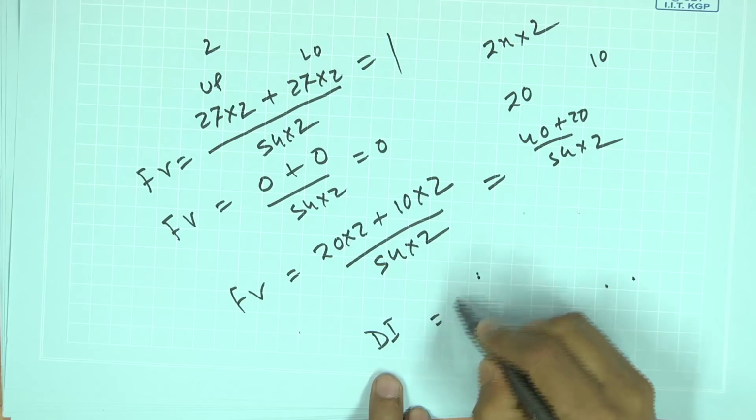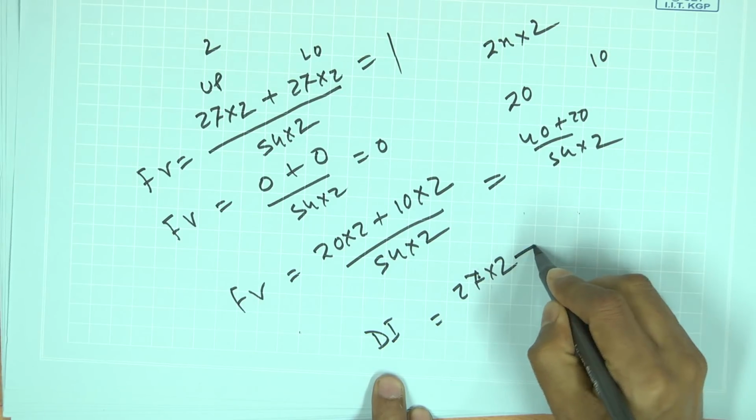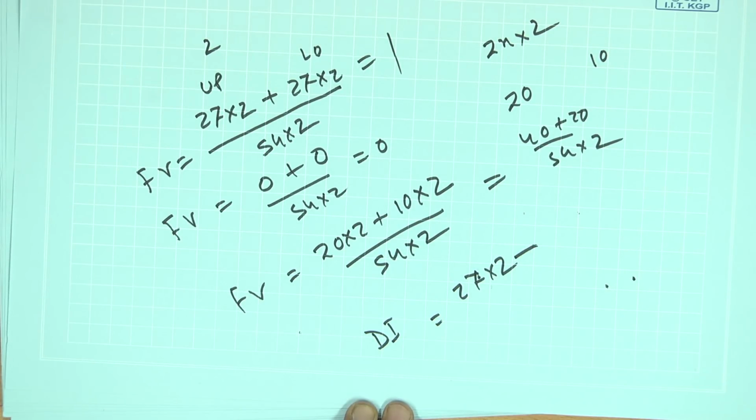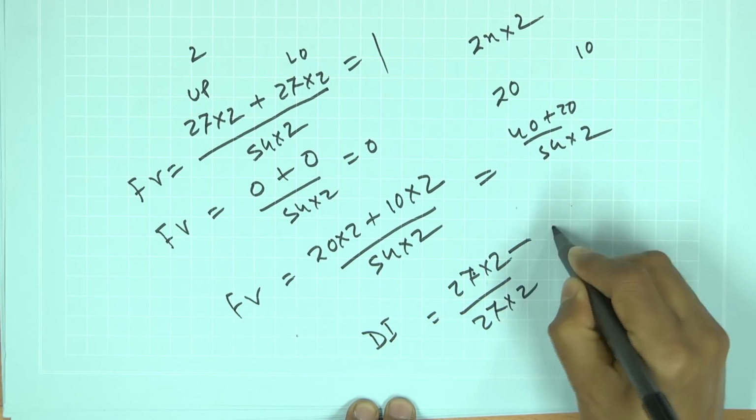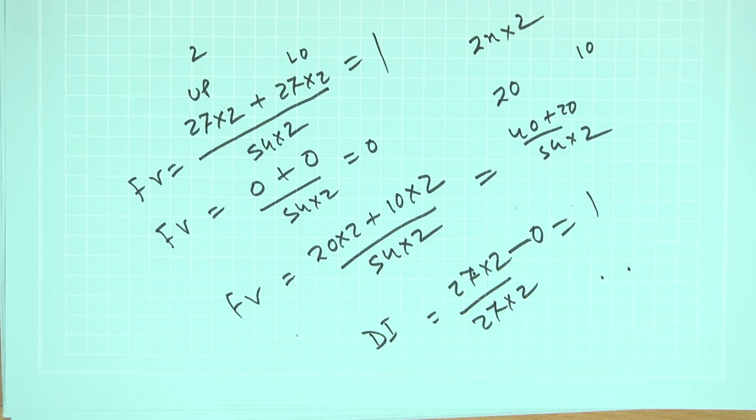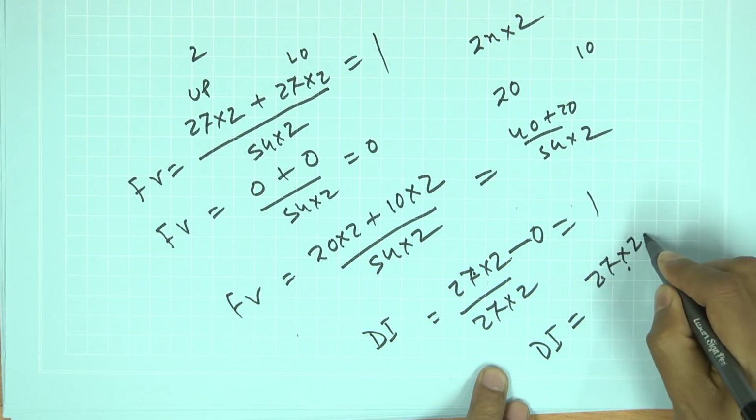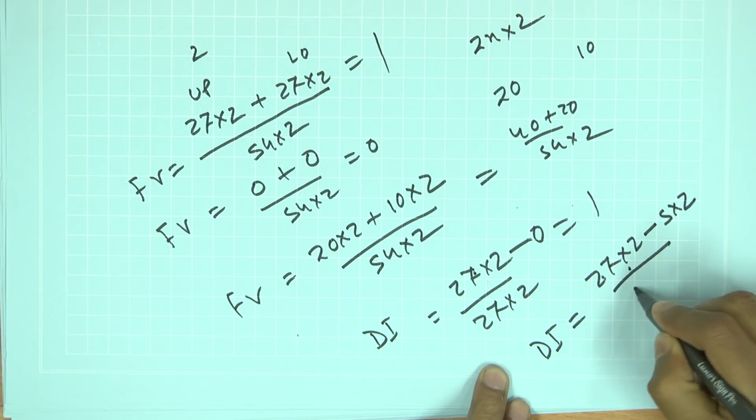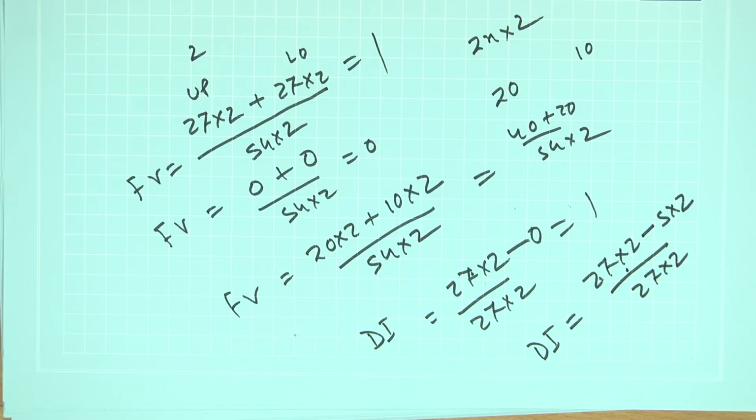Okay. So if the upper group students give the correct answer, so I can say 27 students give the correct answer and none of the lower group students give the correct answer, then only DI is equal to 1. Now suppose 5 lower group students give the correct answer. So the DI value will be reduced, because that is not a good discriminator which can 100% separate the good students from the bad students. So if 5 students of the lower group give the correct answer, then DI is 27 into 2 minus 5 into 2 divided by 27 into 2.